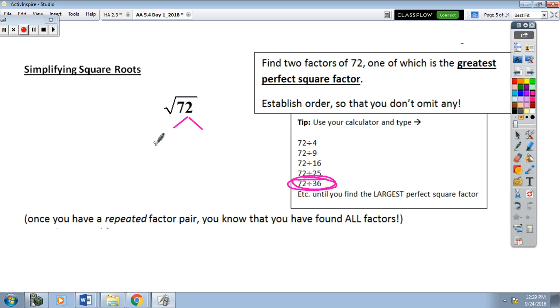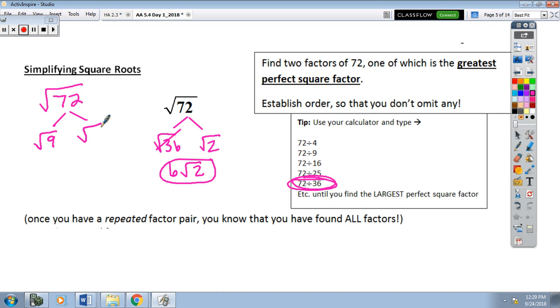So if you break it into the largest perfect square, which is 36, it becomes a one-step problem. The square root of 36 is 6, so it's 6 root 2, and you're done. Now, if you were to choose 9 and 8, I'll show that over here, because a lot of you will, and there's nothing wrong with it, it just makes it a longer problem.